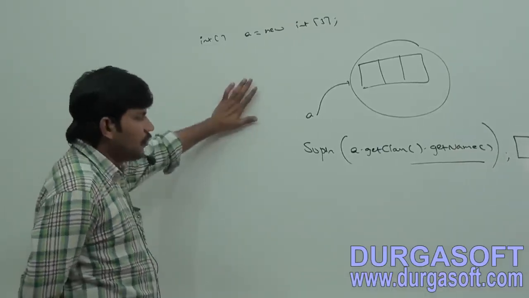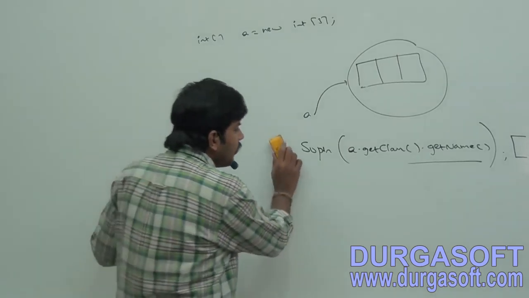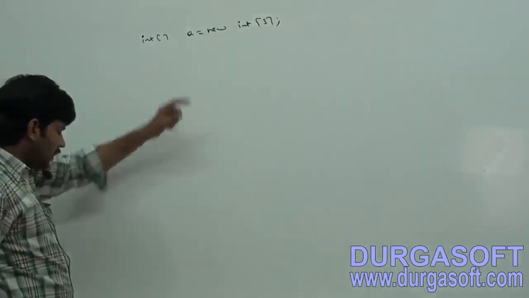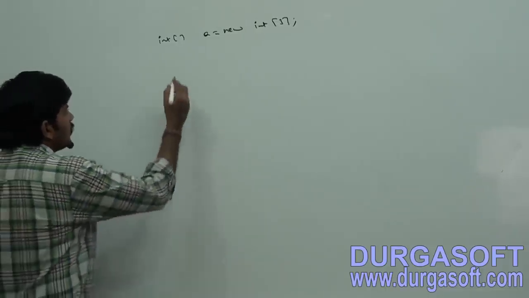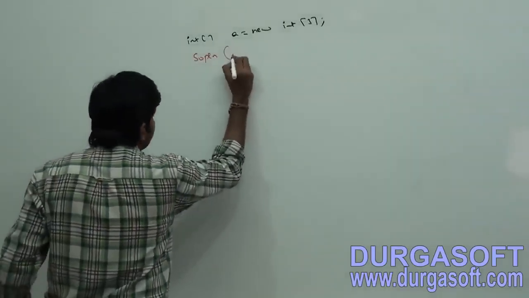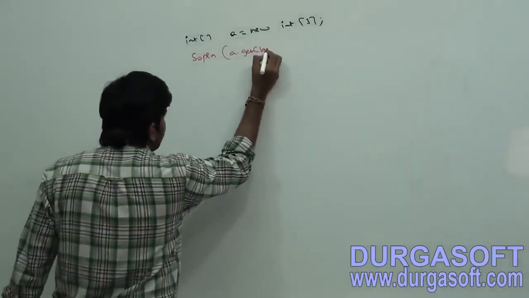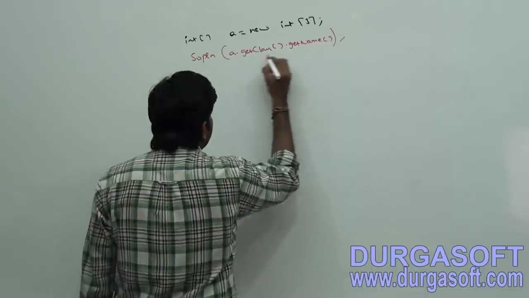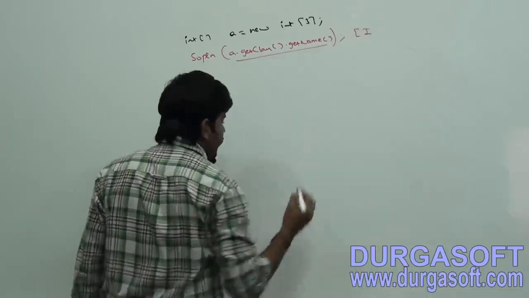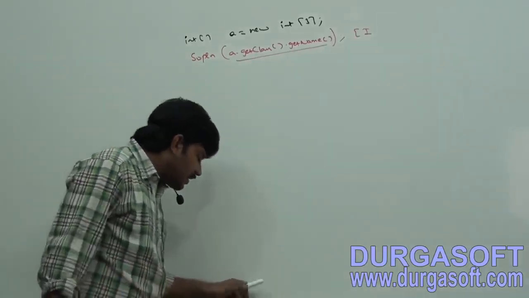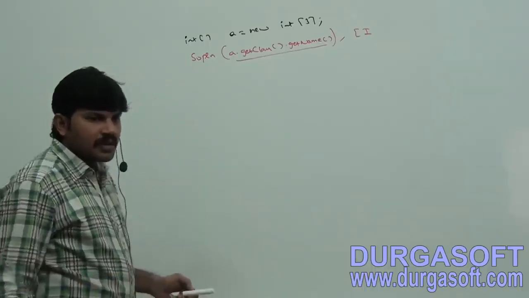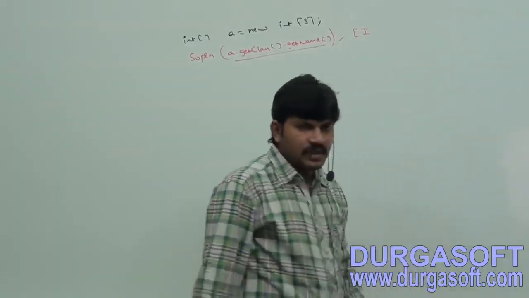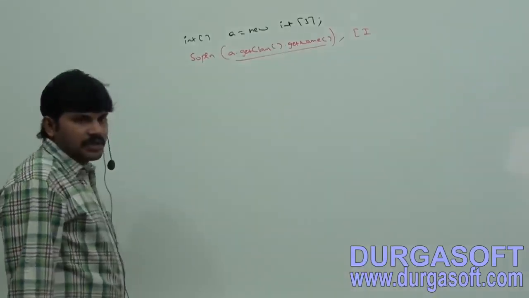Okay, now I hope this is clear. So now let me explain. It is better to take this line as an example here. See, System.out.println(a.getClass().getName()). For an int array, a.getClass().getName() is nothing but [I.